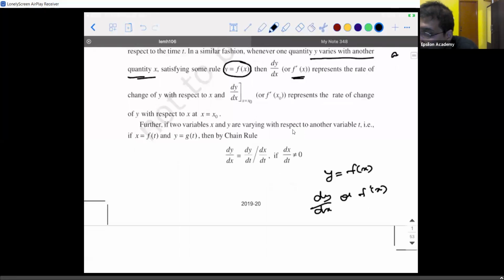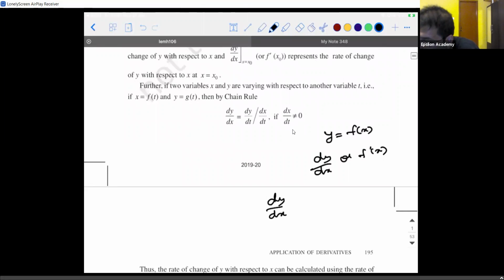Okay, so there is another way to write it also. Dy by dx, you will put a line like this or a bracket like this and you write x is equal to x naught. The meaning of this is the rate of change of y with respect to x at x is equal to x naught. At x is equal to x naught means this is at a fixed point, whereas if you don't put that line, it is going to be for a generic point. Clear, guys? Yes, sir.